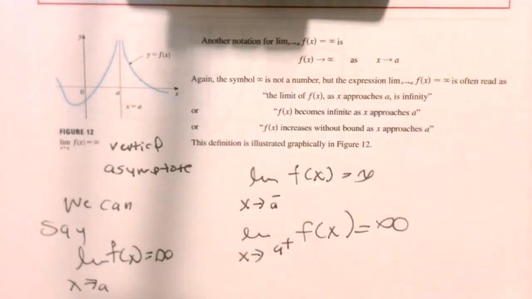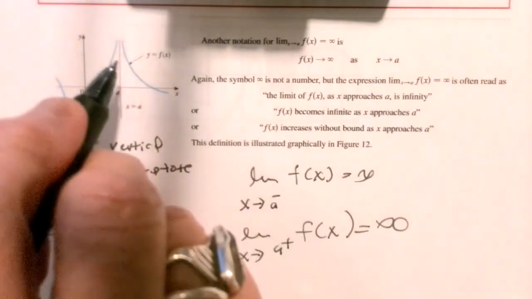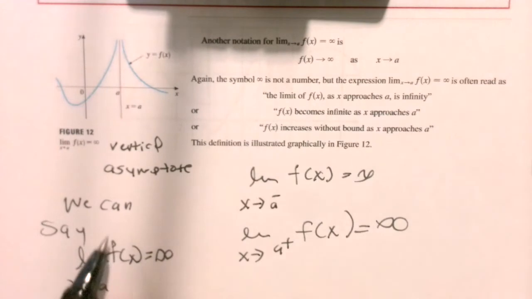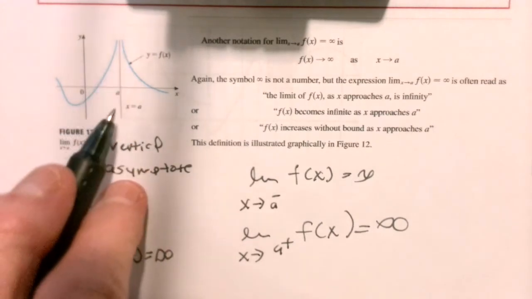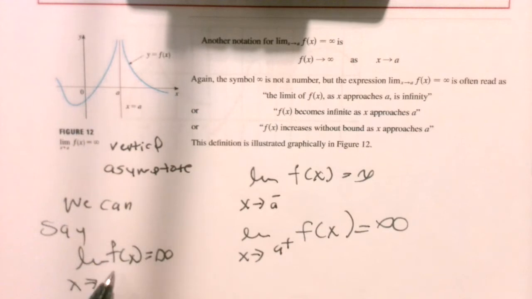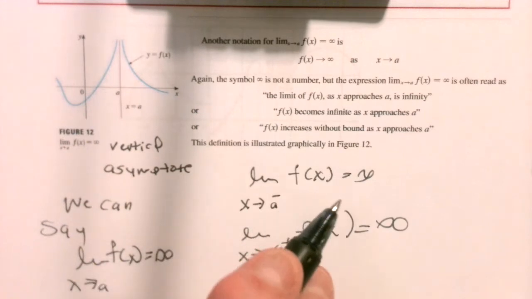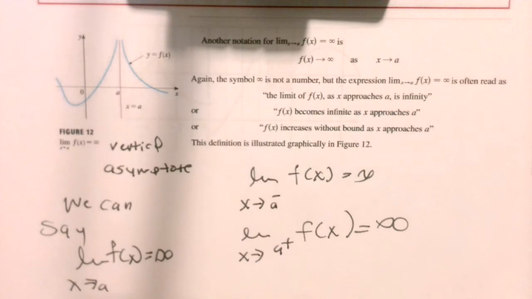It could be that it's negative infinity as well. It could be that it's going down. In this case, it was going up on both sides, so we can just say that the limit is infinity. If one side was going down, we couldn't say anything about the general limit. We'd have to talk about what it's doing on the left and what it's doing on the right.